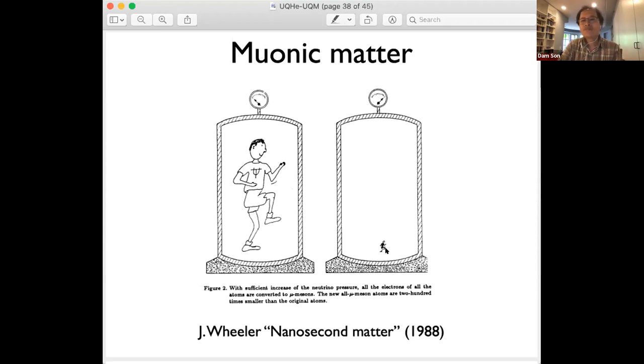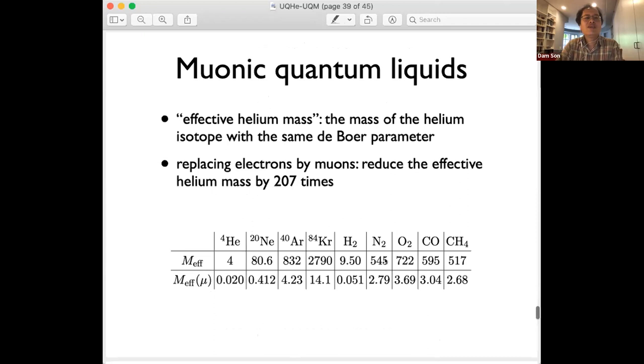One can very easily convince oneself that by making atoms out of muons, one increases the strength of quantum effects. In particular, if I introduce something I would call the effective helium mass, that would be the mass of the isotope of helium that has the same de Boer parameter as a given substance. Replacing electrons by muons would reduce that effective helium mass by 207 times, or in other words, increase the de Boer parameter by a factor of 207.